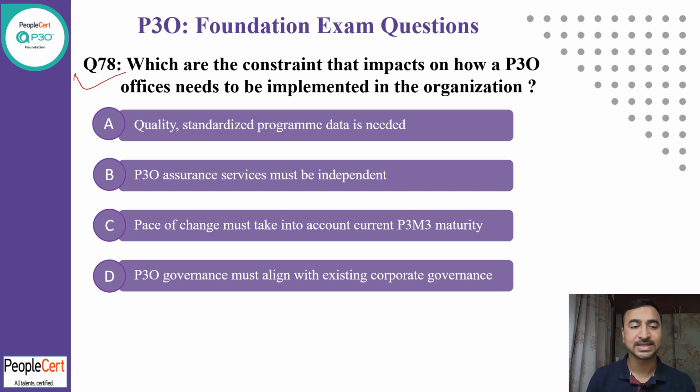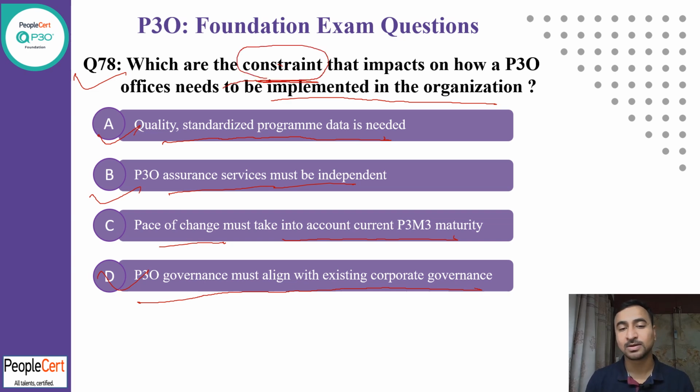Question number 78 says which are the constraints that impact how a P3O office needs to be implemented in the organization. Quality standards, program data is needed. P3O assurance service must be independent. Pace of change must be taken into account. Current P3 maturity. Governance must align with existing corporate. So options A, B, and D are supporting functions. They are not constraints that impact implementation. They categorize which is a constraint that impacts how a P3O office needs to be implemented.